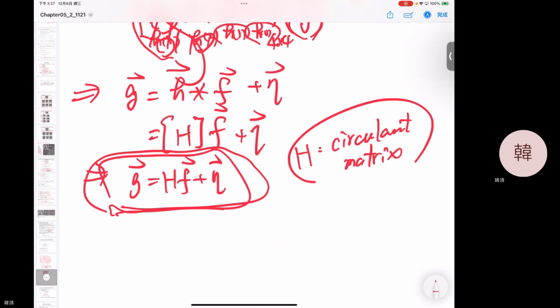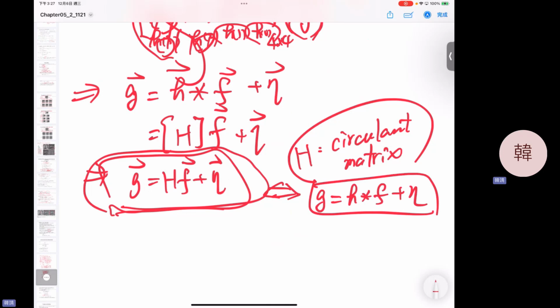For this operation, convolution operation, equal to what? Our original one is G equal to H convolved with F plus eta, right? But I'm going to transfer this mathematical formula into what? Into a matrix vector format like this one. So this is for a 1-dimensional vector, like a speech signal.